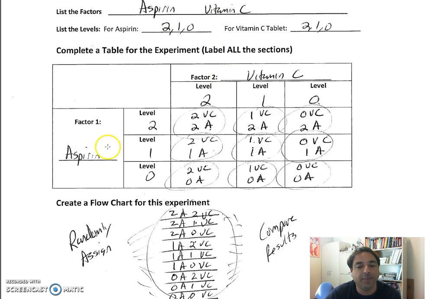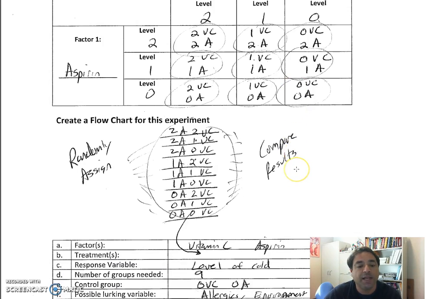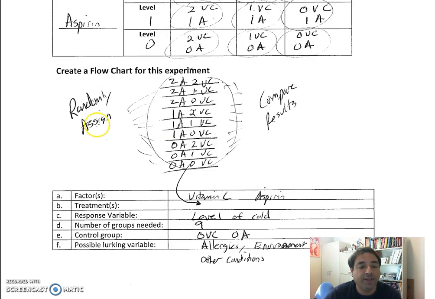Because we're mixing, we're going to make a table. It doesn't matter which factor goes where, but we have aspirin 2, 1, 0, vitamin C 2, 1, 0, and notice the rows and columns are defined by the levels. So in this case, we're going to have 1, 2, 3, 4, 5, 6, 7, 8, 9 groups, 9 treatments. This one is 2 vitamin C, 2 aspirin, 1 vitamin C, 2 aspirin, 0 vitamin C, 2 aspirin, and so on, till you get all 9 groups. Then when we do the flow chart, it always starts with randomly assign. We put our 9 treatments in the center, and then we compare results.